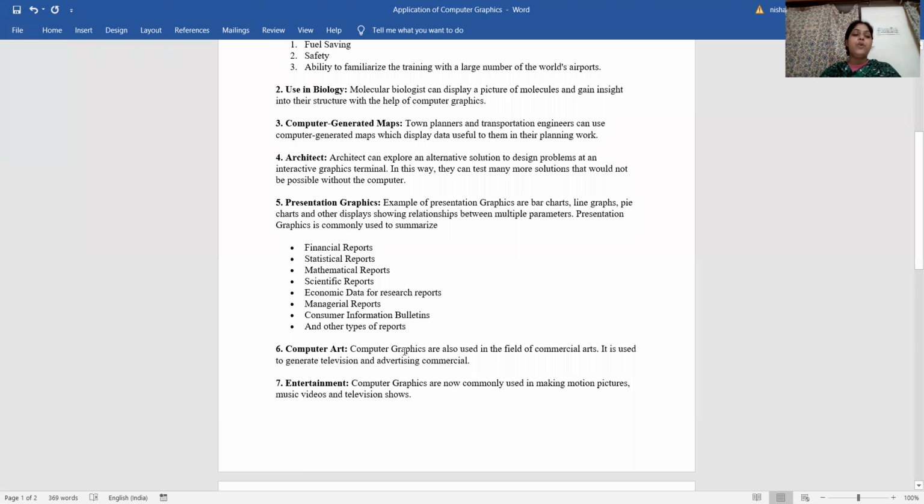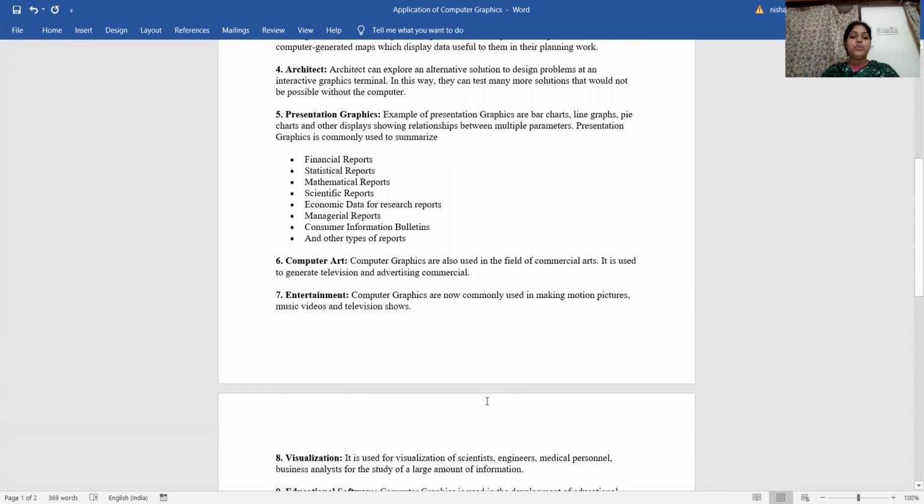The sixth one, computer art. Computer graphics are also used in the field of commercial art. It is used to generate television and advertising commercials. The seventh one is entertainment. Computer graphics are now commonly used in making motion pictures, music videos, and television shows.